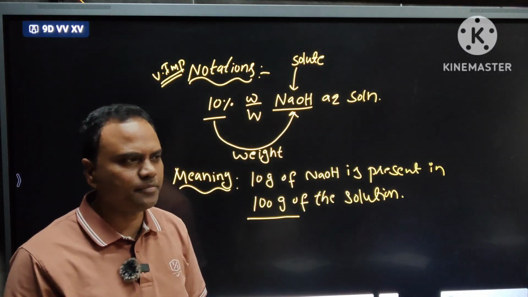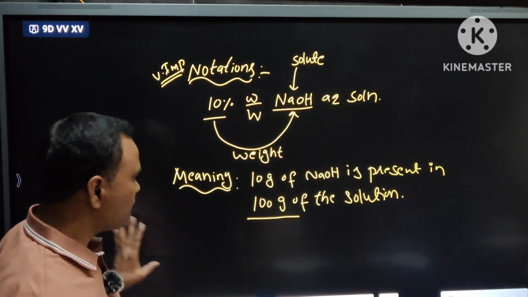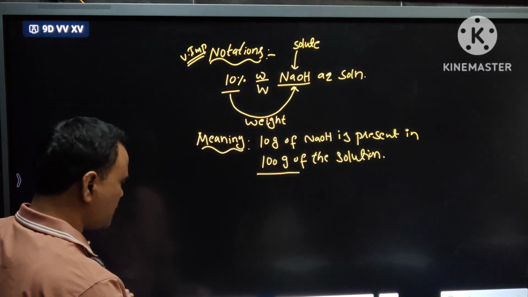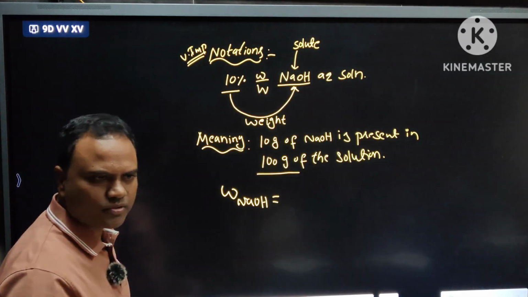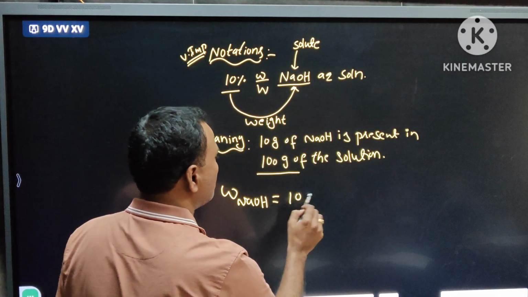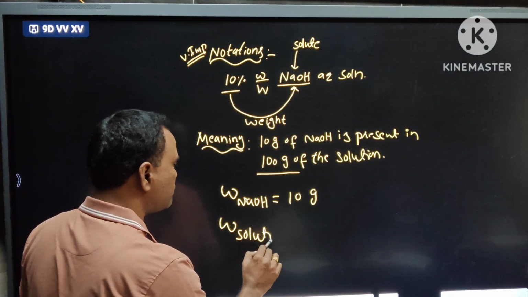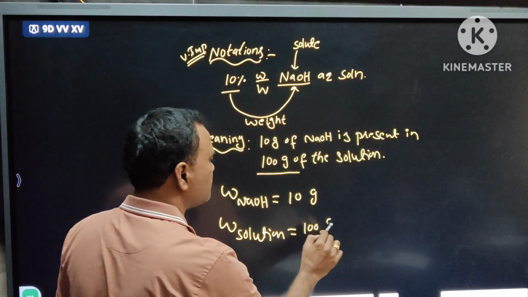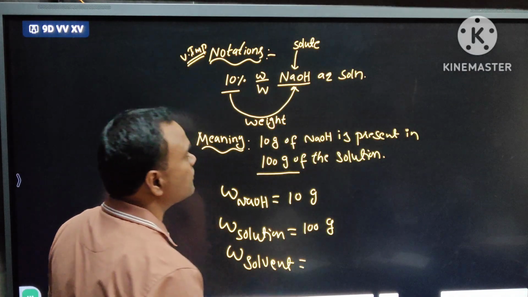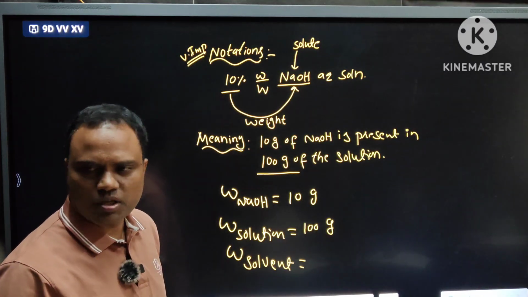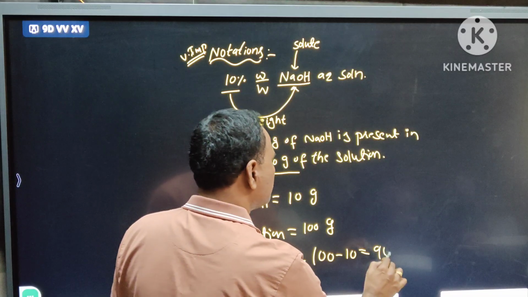Clear? Now, develop the data. Weight of NaOH is 10 grams. Weight of solution is 100 grams. Now you tell me the weight of solvent. How will we get the weight of solvent? Subtracting the solute weight: 100 minus 10, that is 90 grams.